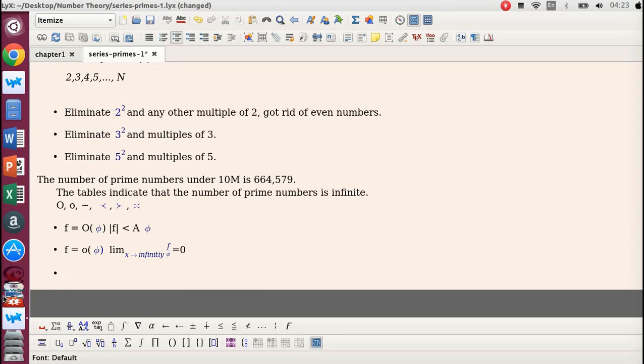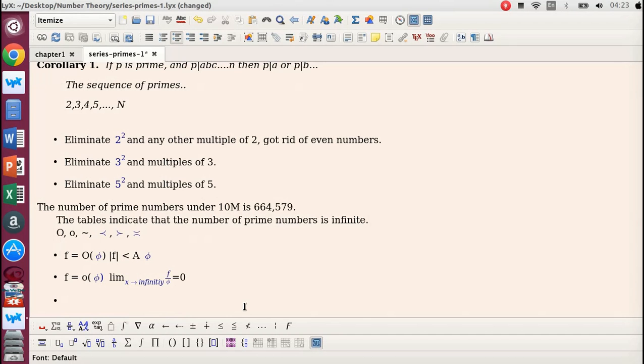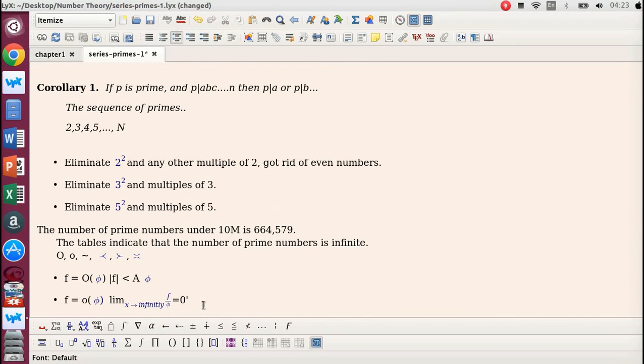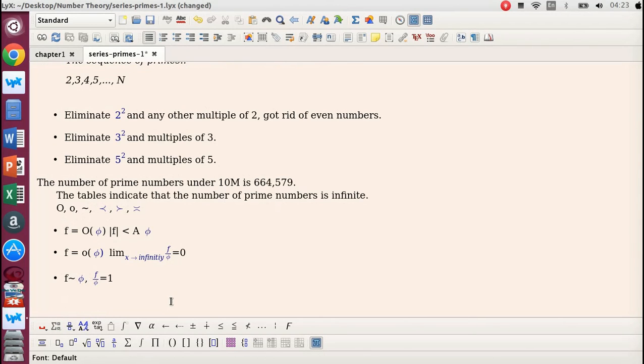Our final notation of the first group is asymptotic. By the way, these are mostly equivalent, but we'll get to that. When we say f is asymptotic to phi, that just means that f over phi equals 1, and this is really simple. Now we'll get to some examples that will give us a feel for these notations. So x is big O of x squared. This is a very basic example because x squared is an upper bound for x.